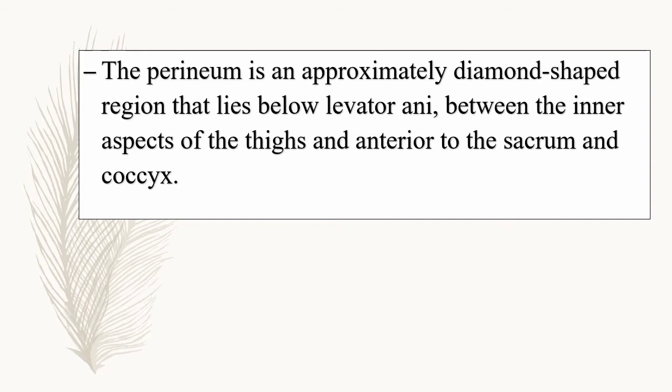To understand that, every one of us has to understand the arrangement of the hip bones and how they are present in our own body. The diamond-shaped part is divided into two sub-triangles. The anterior one is called the urogenital triangle. The posterior one is called the anal triangle. Let us see how the triangles have been formed.